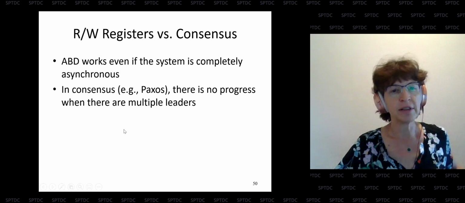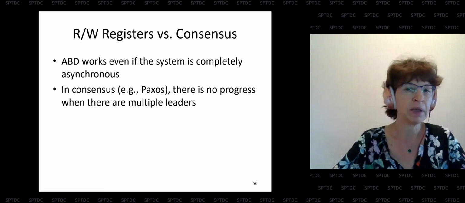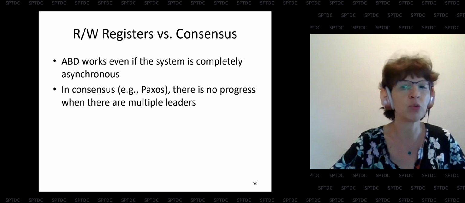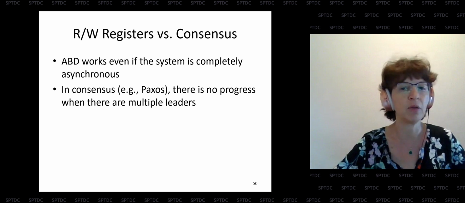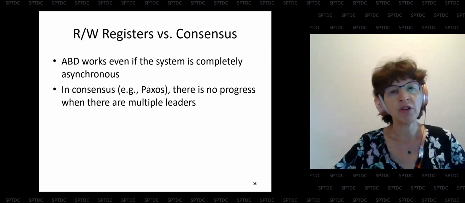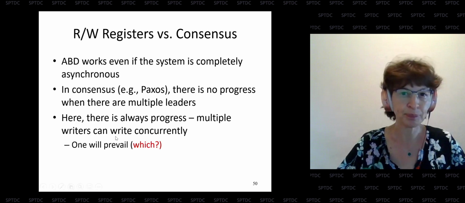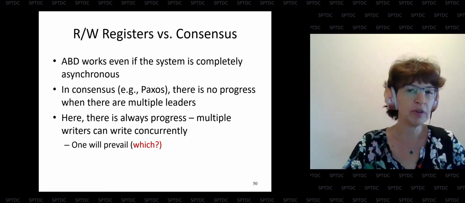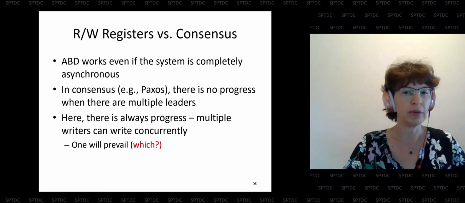And in contrast, if we use consensus like Paxos or Raft or one of these protocols, then we know that there will be periods where we'll do some operations, no operations will be able to complete. There will be no progress in case we're going to have multiple leaders at the same time. And when we have eventually synchronous periods, then there will be progress. So here in the ABD, in the protocol that we saw, there is always progress.